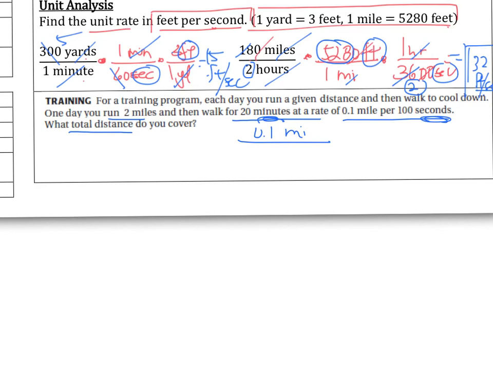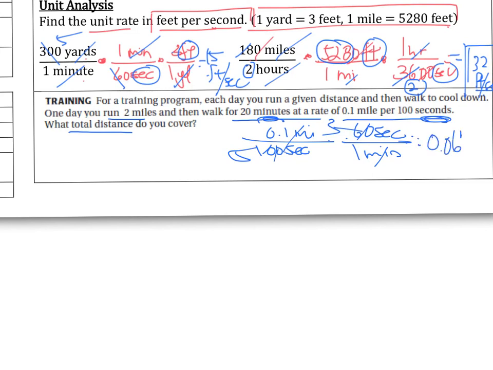So I'm going to change 100 seconds to minutes. 0.1 miles per 100 seconds times 60 seconds per 1 minute. Cancel, cancel, cancel, cancel. 60 divided by 10 is 6, so 0.6 divided by 10 gives 0.06. So this would be 0.06 miles per minute.